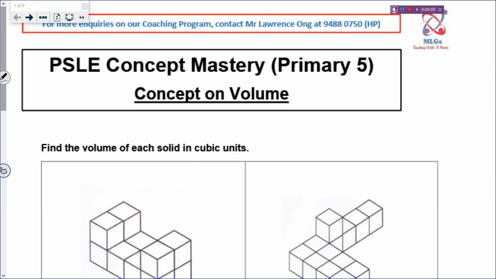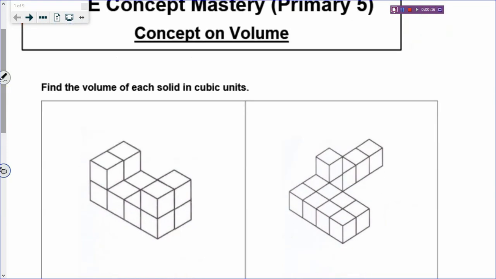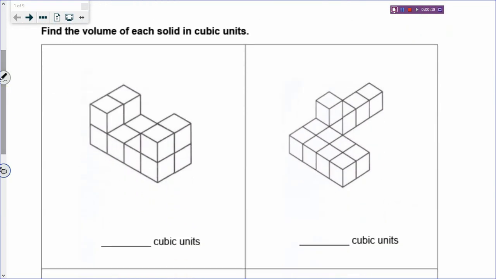Now today we are going to look at a PSLE concept on volume, and it's going to be a very easy lesson and not very hard to understand. So let's look at the first part of the lesson: how do we find the volume of each solid in cubic units? So what is a cubic unit?